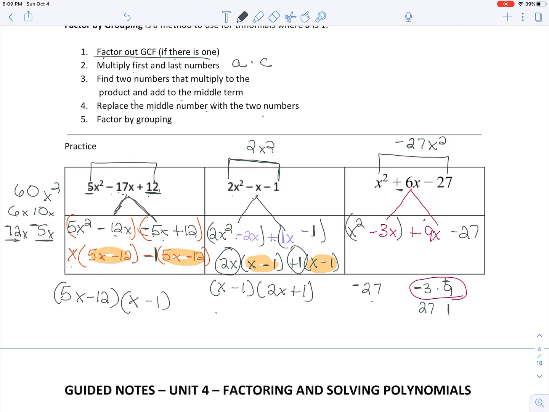Okay? Then I'm going to factor by grouping. What do they have in common? Well, this only has x in common, so that's x minus 3. What do these two have in common? They have 3 in common, so that's x minus 3x minus 3. I got a problem here somewhere. What did I do wrong?